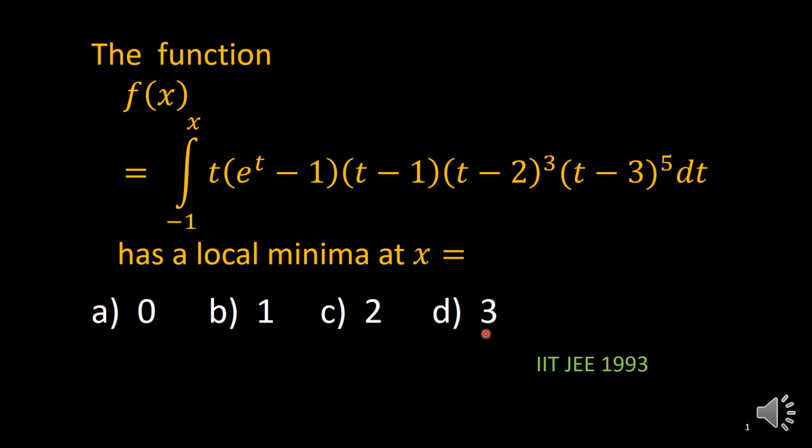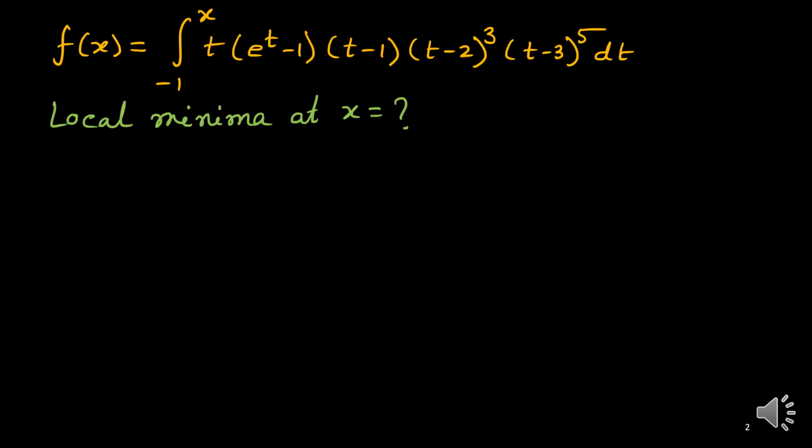We can have multiple options, correct? Okay, so we need to solve this problem. So let us find the solution. So this is the function. Okay, we need to find out the local minima points.